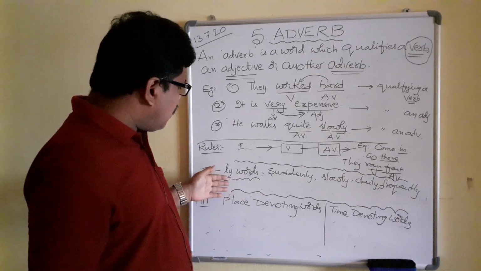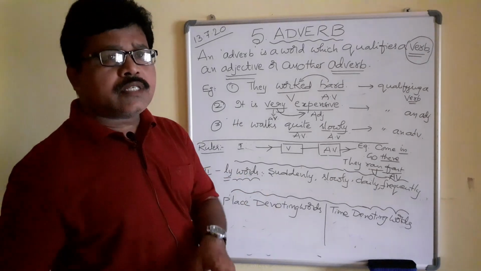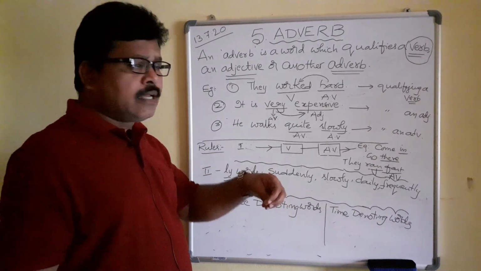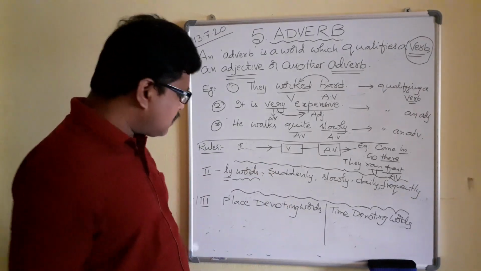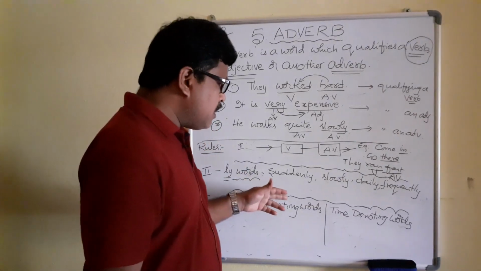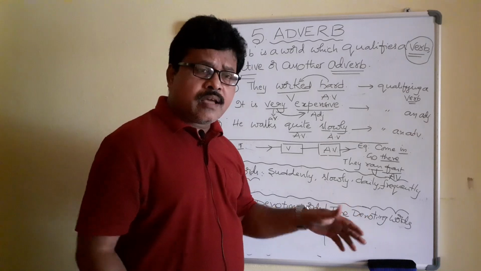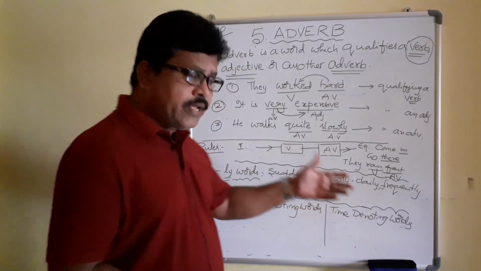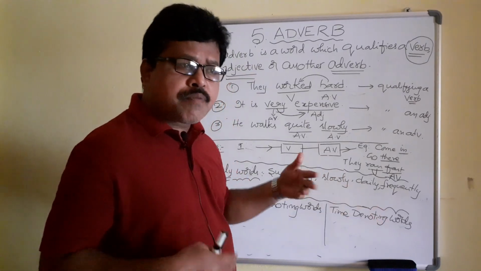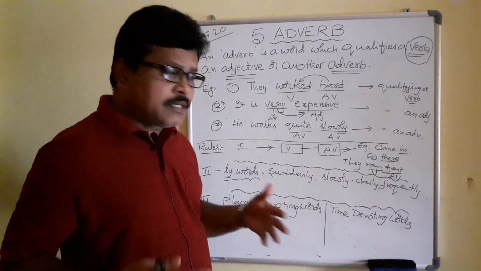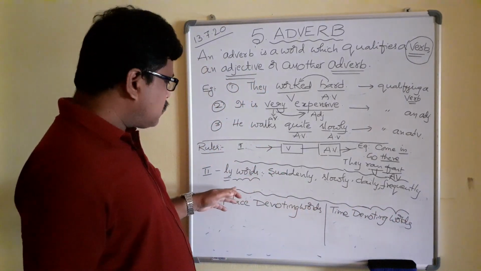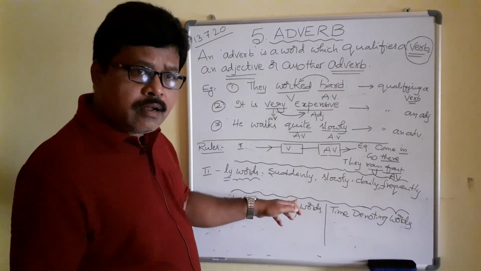Rule 2: almost all ly words, the words which end with ly, are adverbs. There are some exceptions that we will discuss afterwards. For example, suddenly, slowly, gradually, frequently, daily, regularly, specially, commonly, specifically. So all ly words are adverbs.